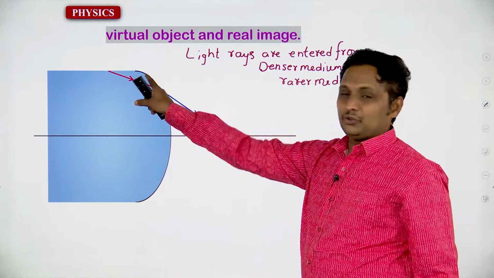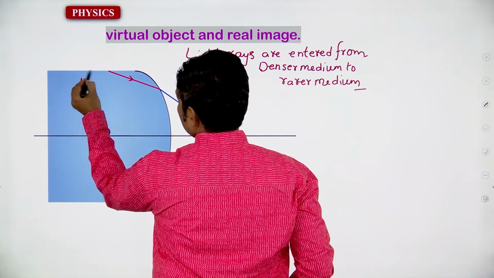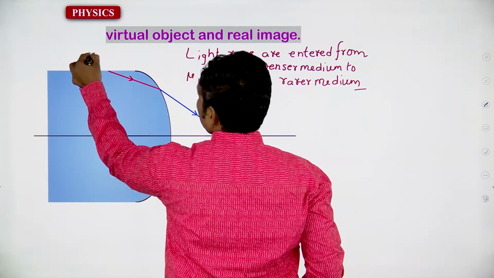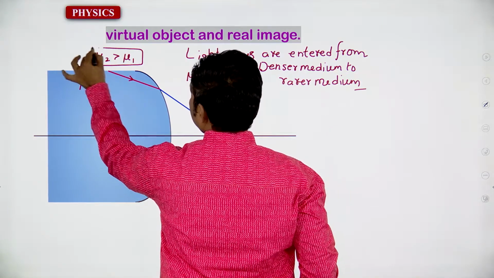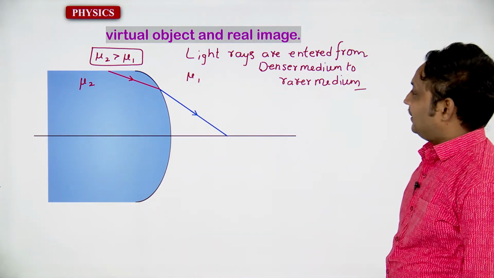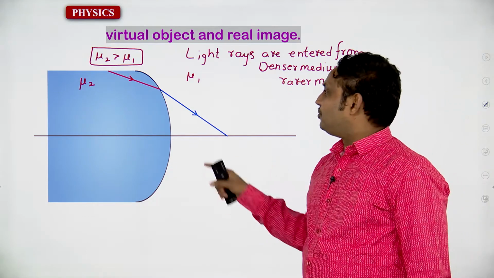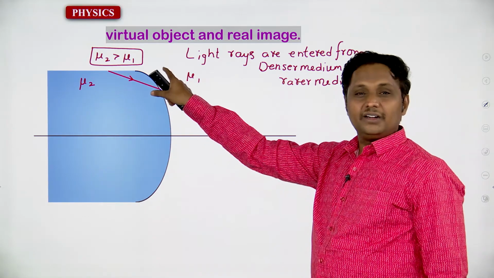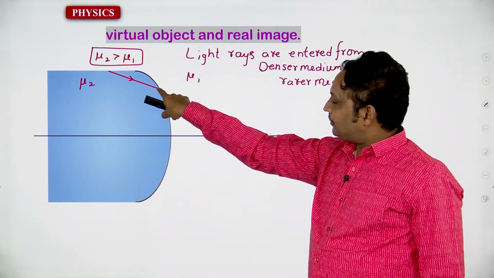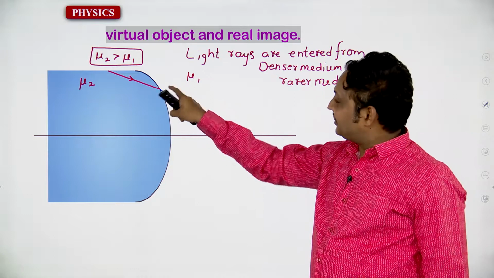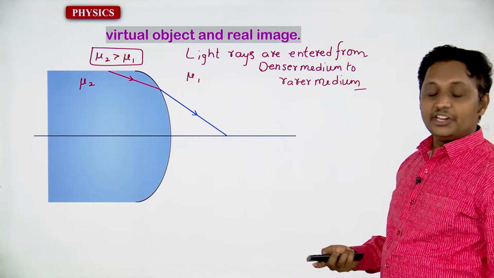Yes, the light rays, this is going to be the denser, this is going to be mu2, and this is going to be mu1. So mu2 is greater than mu1, very clear. We would like to go for this consideration, this is going to be the rarer medium. At the curved refracting surface, the ray proceeds further, refracts at this point, and cuts the principal axis at this point, which forms the real image, it's very clear.